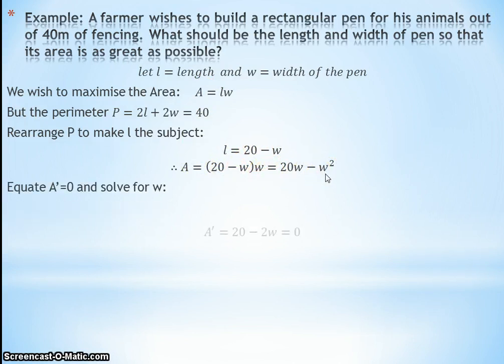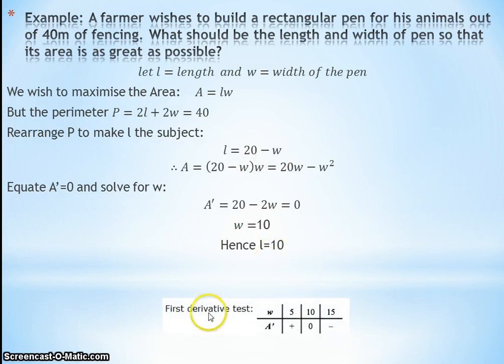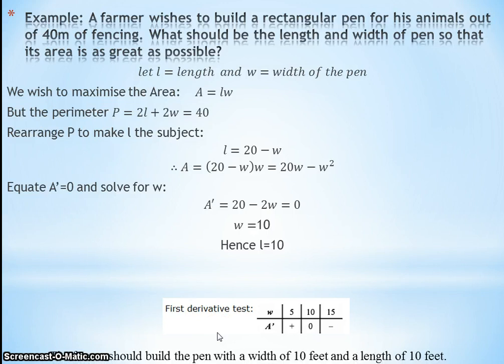Differentiate A and equate it to 0. So I get 20, take away 2W is equal to 0. Therefore W happens to be 10. Once again, if W is 10, then substituting 10 over here will give me L is equal to 10. First derivative test, if we use the width of 10 and choose values on either side of 10, we see that it's positive, so it's increasing. It's 0 at 10 and then it's decreasing, therefore width of 10 will give me the maximum area. Therefore the farmer should build a pen with a width of 10 feet and a length of 10 feet. That will give you the maximum area.